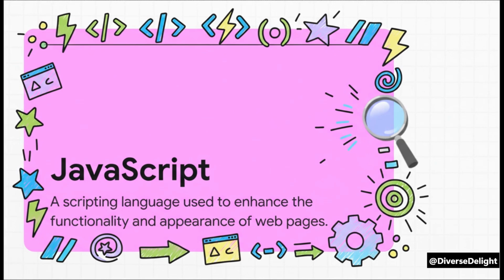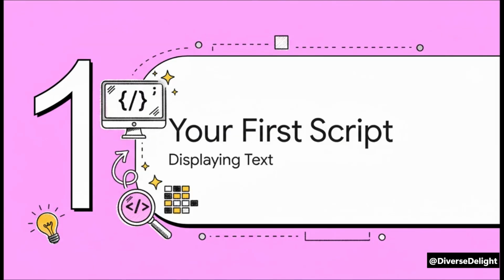Really, its whole job is to take a standard, plain web page and give it superpowers. It enhances both how it works and how it looks. It is the engine behind pretty much every single interactive thing you click on online. Okay, enough talk. The best way to really get this stuff is to just see it in action. So, right now, we're going to walk through your very first line of JavaScript. This is the moment you stop just using the web and you start creating for the web.